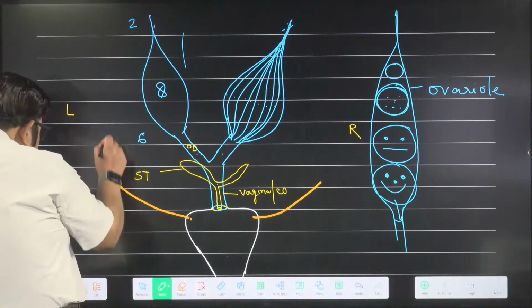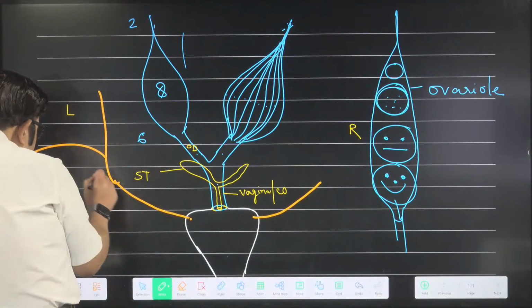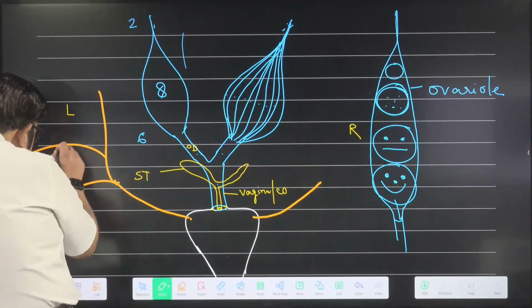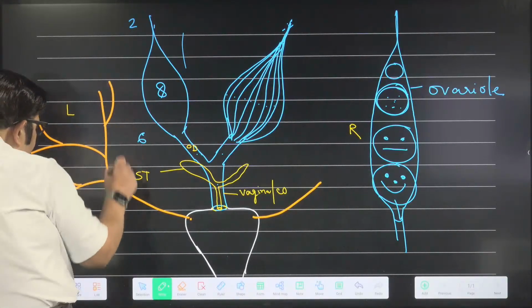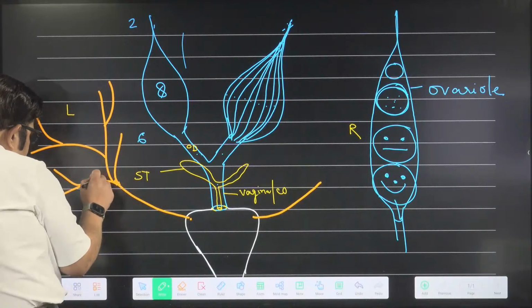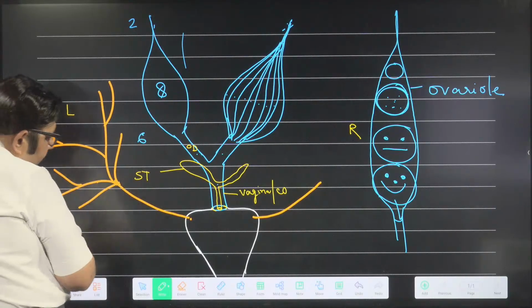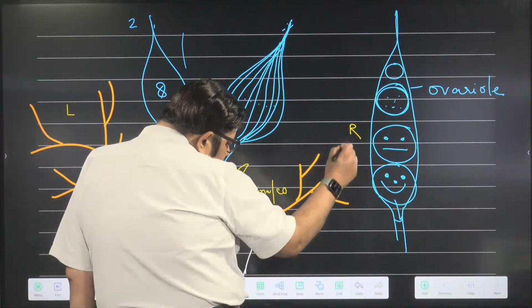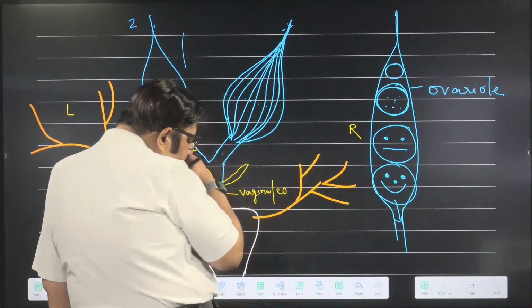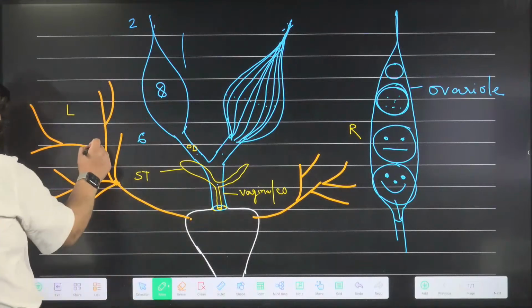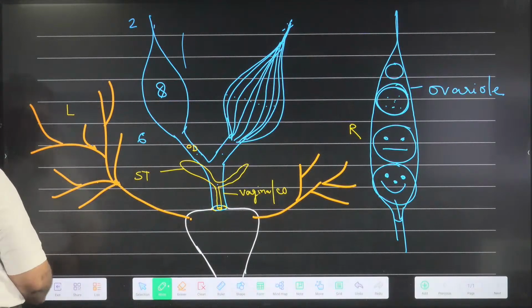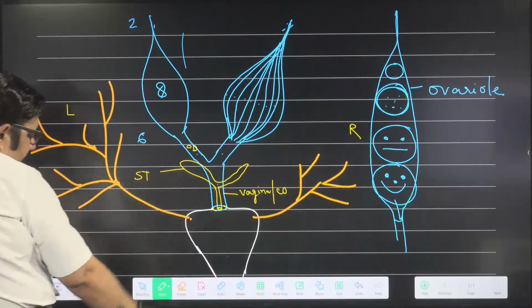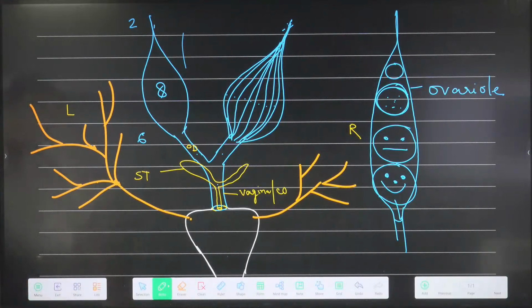Here, the rule of thumb is that the left is larger. L for left, L for larger. You can see that the left one is larger. Similarly, the left spermatheca is also larger.